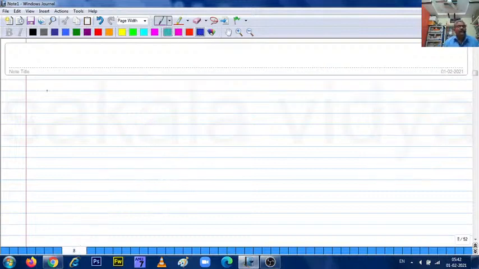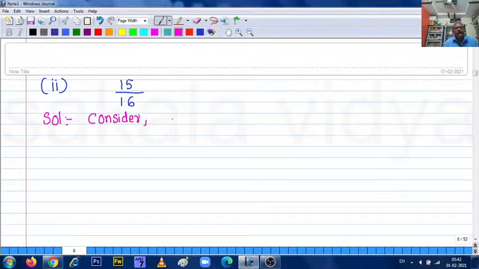So next we have the second question. Without dividing, you need to change into the decimal form: 15 upon 16. So what is the solution? Consider the first step, 15 upon 16. Here this is the numerator and this is the denominator. The denominator is 16. Let us find the prime factors of 16. What are the prime factors?